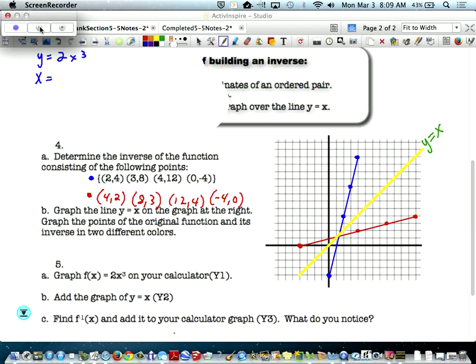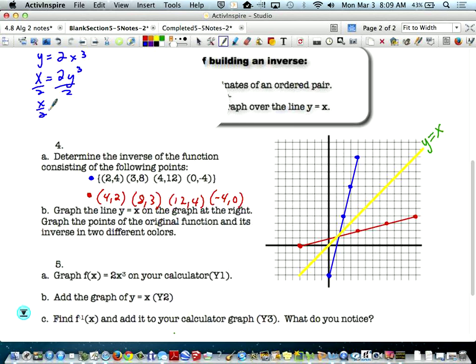So if I find that inverse, I need to solve for y. So I switch my x's and y's around. I can divide by 2 on both sides. How do you get rid of a cubed? You cube root. And so I should be looking at the cube root of x divided by 2.